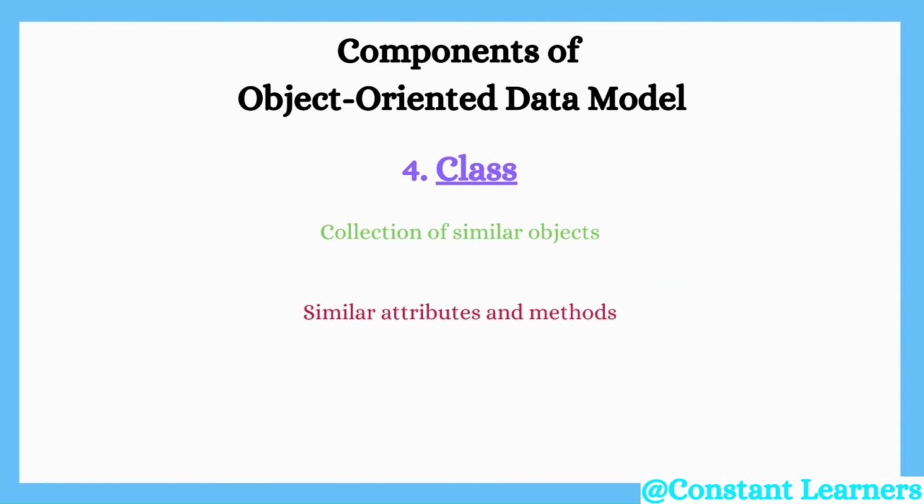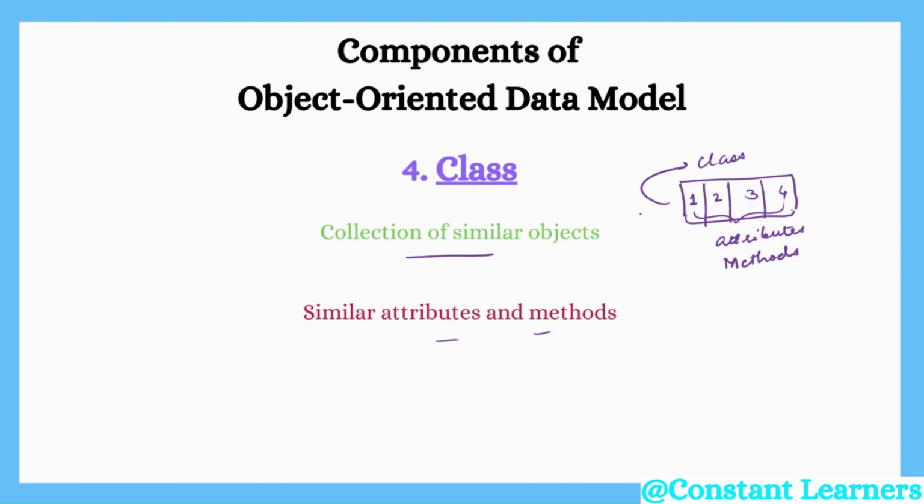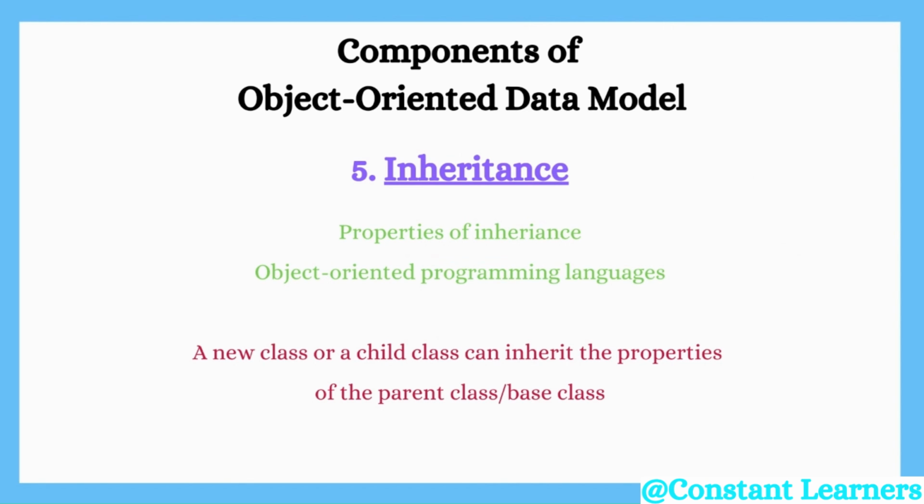Then we have a class. We've already discussed that a class is the collection of similar objects. So this is a box of chocolates, and inside this box we have some assorted chocolates from different brands. This entire box of chocolates is going to be the class because the properties of the chocolates are going to stay the same. However, here we will have different brands of chocolates, and all of these chocolates are going to have similar attributes and similar methods. So the objects that have similar attributes and similar methods can be accommodated into a single class. All right. Then in object-oriented programming languages, we study the concept of inheritance also, wherein a new class or a child class can inherit the properties of the parent class or the base class. That is also available in the object-oriented data model.